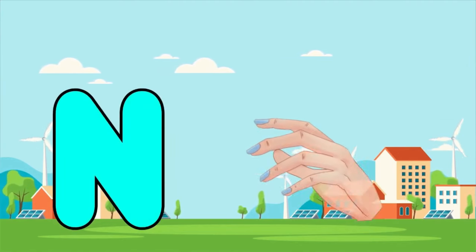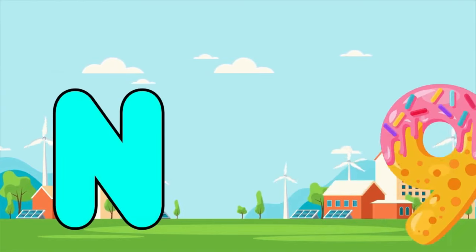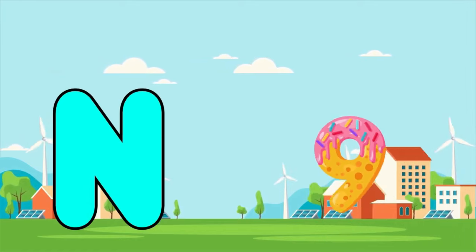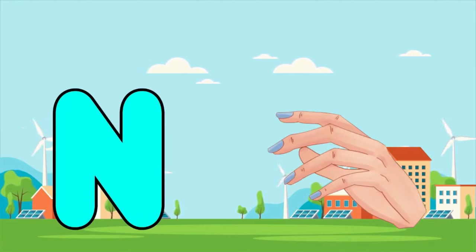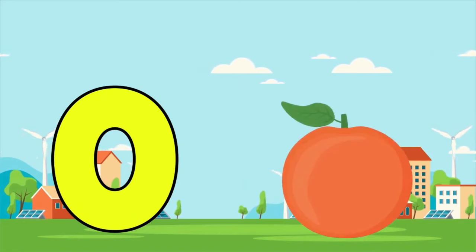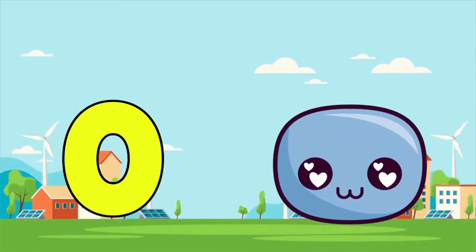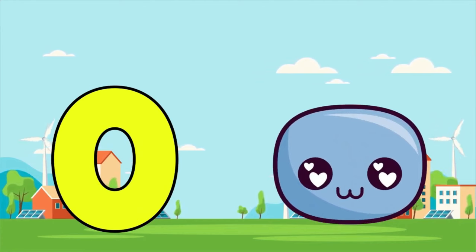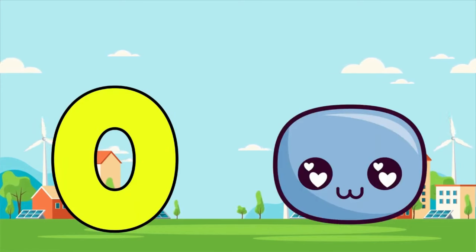N is for nail. N-n-nail. N is for nine. N-n-nine. O is for orange. O-o-orange. O is for oval. O-o-oval.